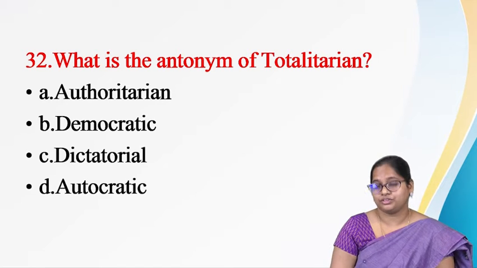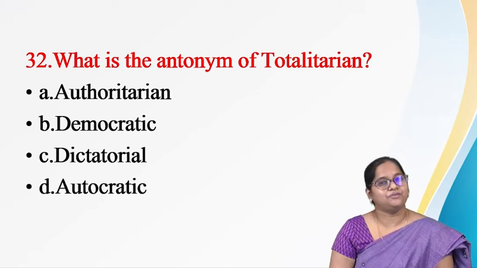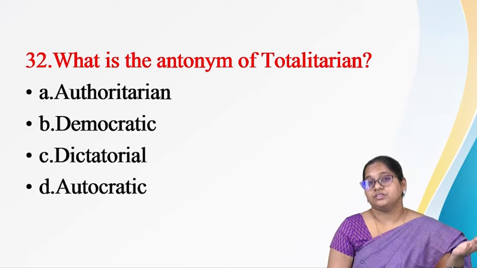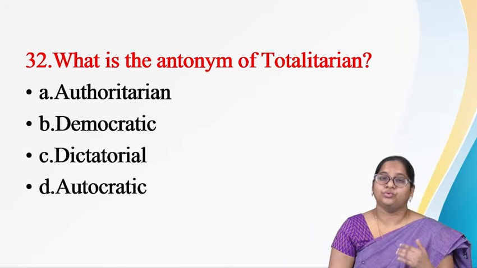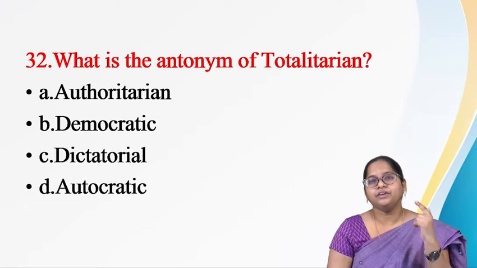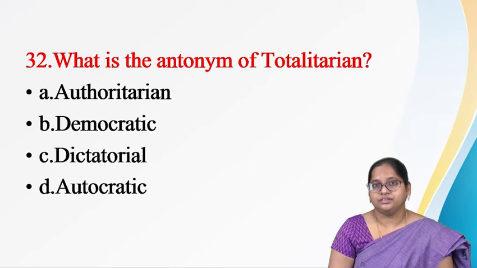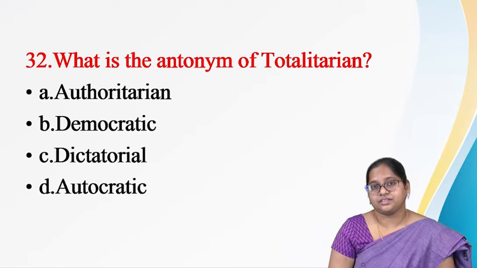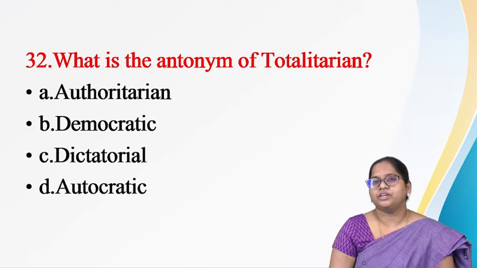Totality of power, totality of everything. Everything is taken control of by this totalitarian, somebody who is in charge of it or in control of it. Now, the given options are A, authoritarian, B, democratic, C, dictatorial, D, autocratic. Let's think about authoritarian. Again, this is very similar: somebody who exercises complete authority over different things and is in control, right? An authoritarian takes authority and is in control of complete authority.